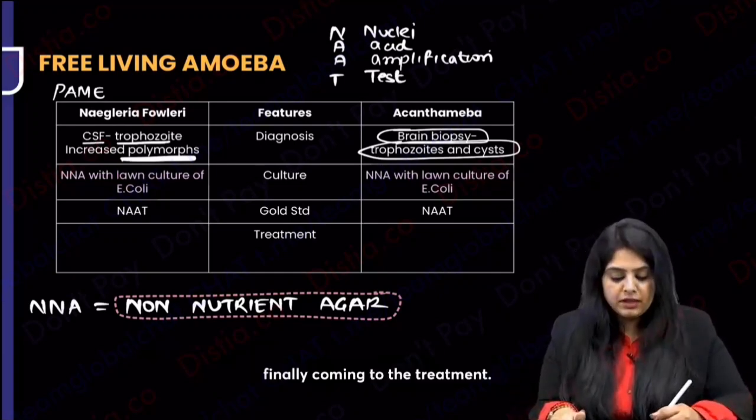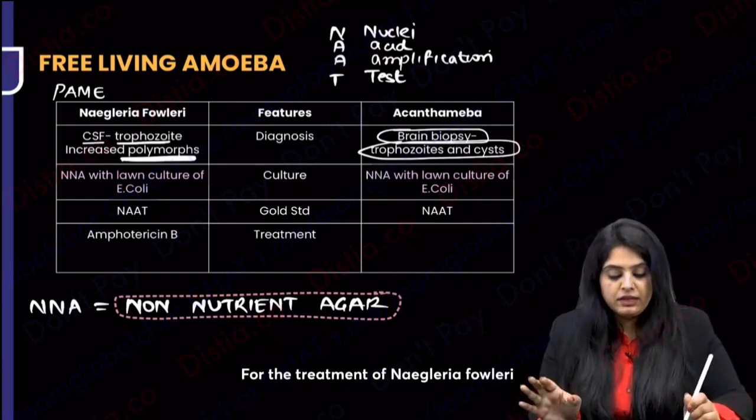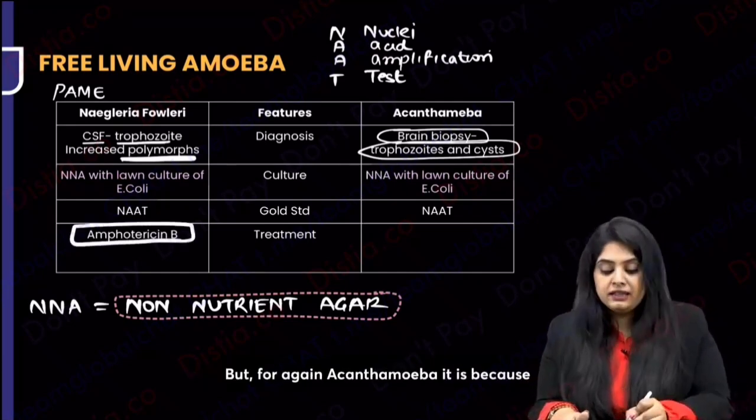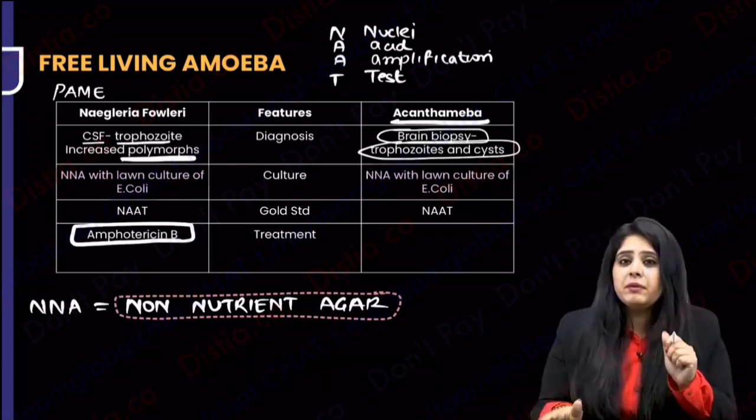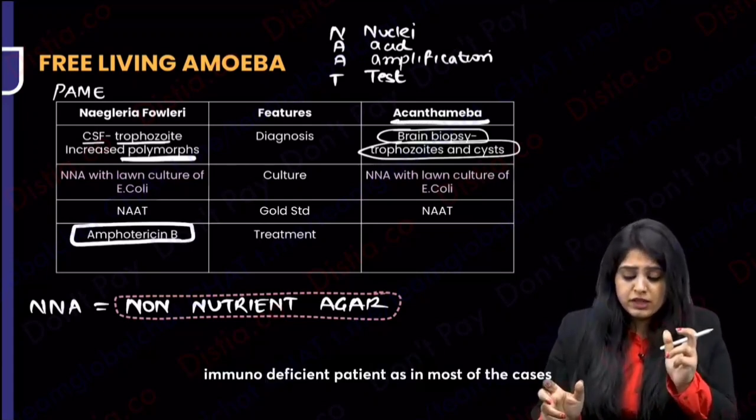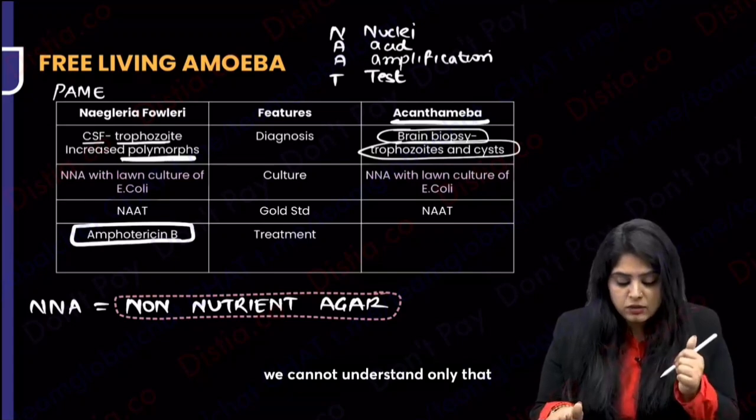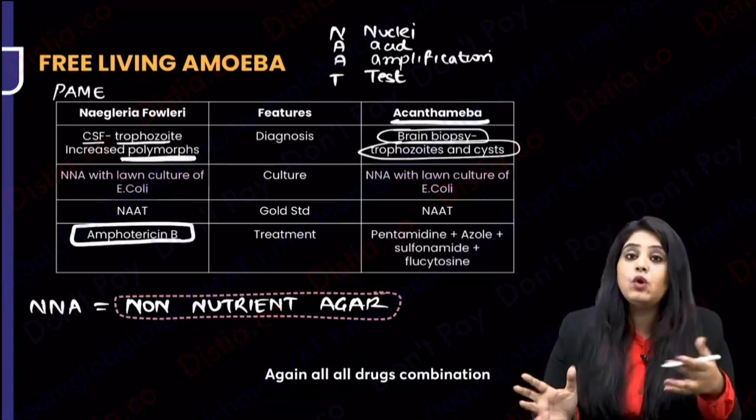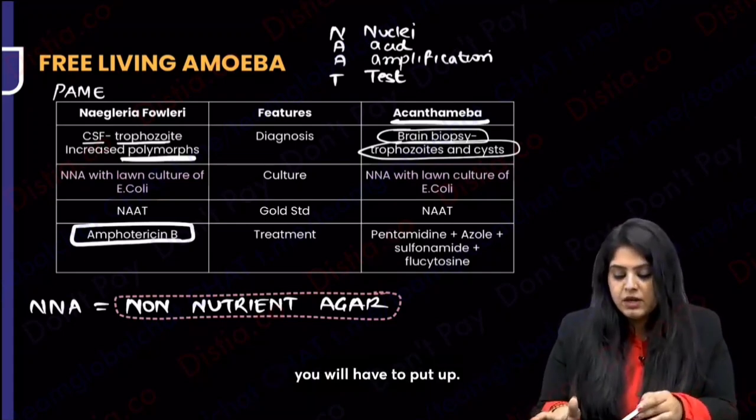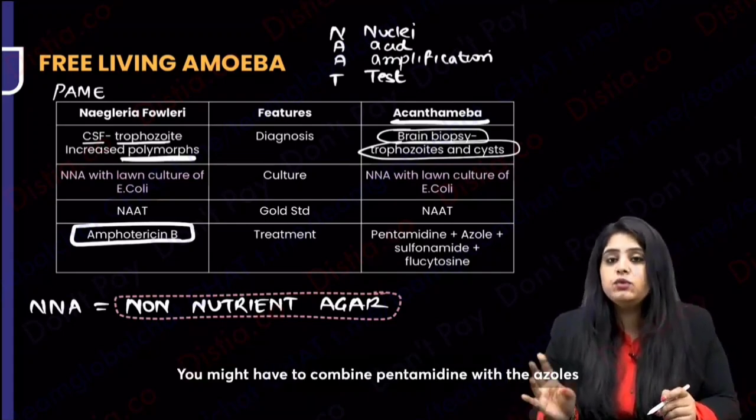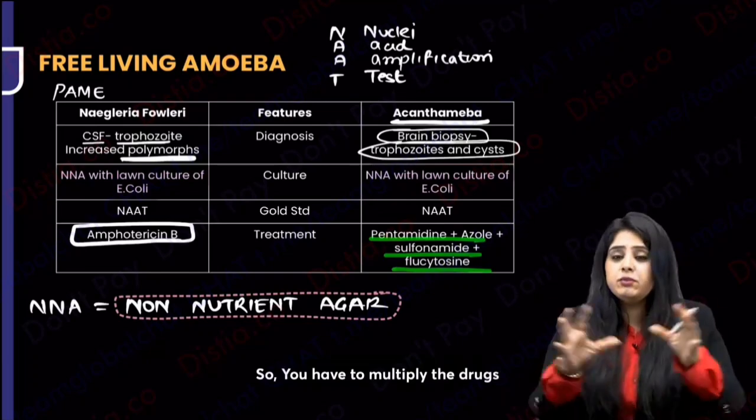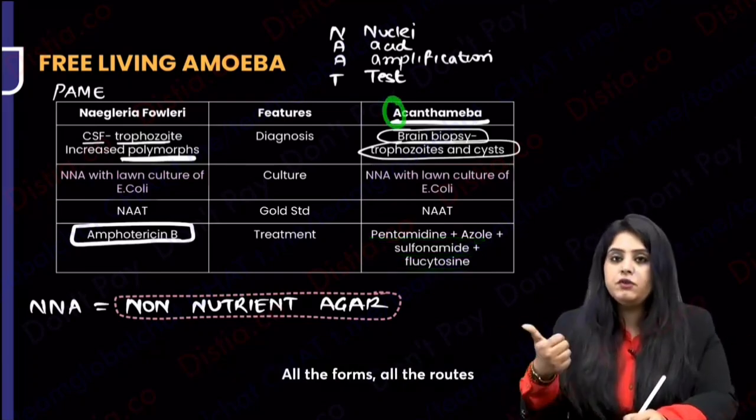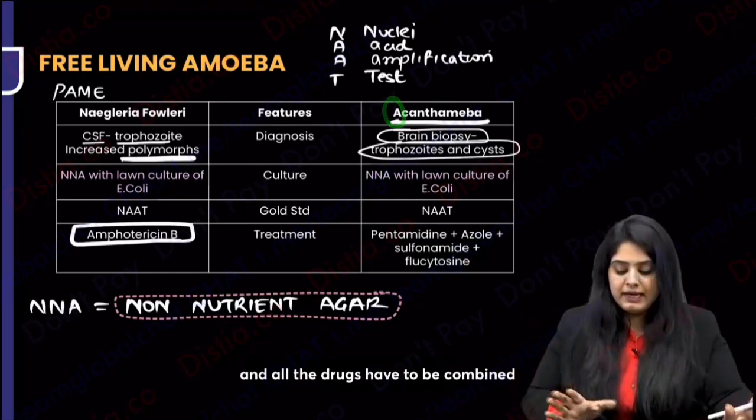Finally, coming to the treatment. For the treatment of Naegleria fowleri, we have amphotericin B that is given. But for Acanthamoeba, because the patient is immunocompromised, immunodeficient, in most cases we cannot understand exactly what needs to be given. So a combination of drugs, all drugs ka combination, you will have to put up. You might have to combine pentamidine with azoles, with flucytosine, with sulfonamide. So you have to multiply the drugs and give a combination. All the forms, all the routes and all the drugs have to be combined and given.